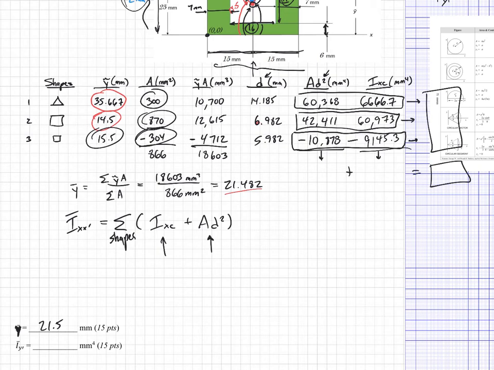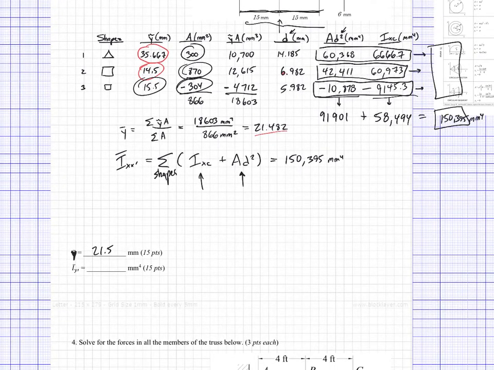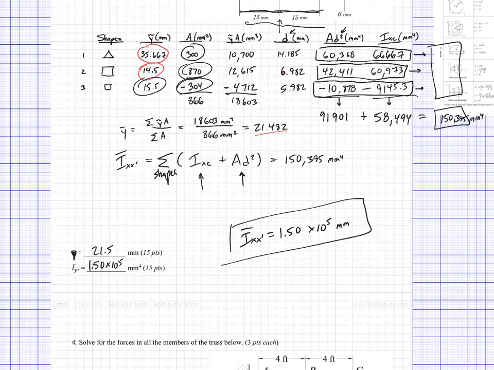So let's use our trusty dusty calculator here. If you plug all this in and add it all up, we get 150,395 millimeters to the fourth. That's too many sig figs, so we're going to simplify that to 1.50 times 10 to the fifth millimeters to the fourth. So that's IXX prime. Sometimes there's a bar on top. So that's how we do it.